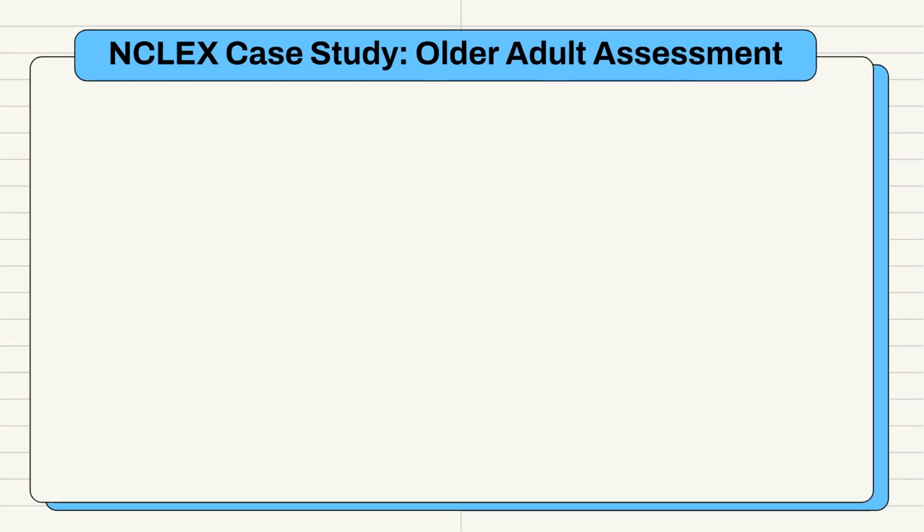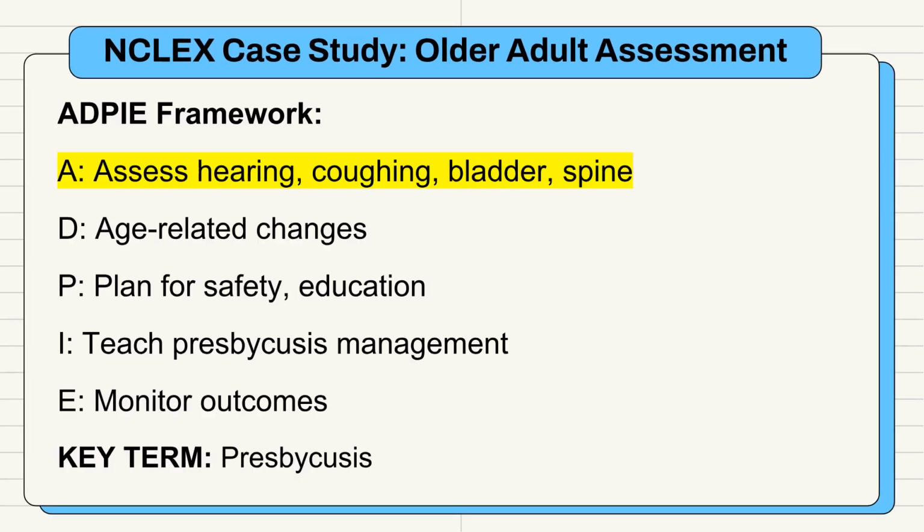First, we assess body systems for age-related changes. Mrs. Jones might have trouble hearing high-pitched sounds, a condition called presbycusis, our novel term today. It's the gradual loss of hearing due to tympanic membrane thickening and inner ear sclerosis. We also check her respiratory system. Older adults like Mrs. Jones often have a decreased cough reflex, fewer alveoli, and increased airway resistance, raising infection risk.